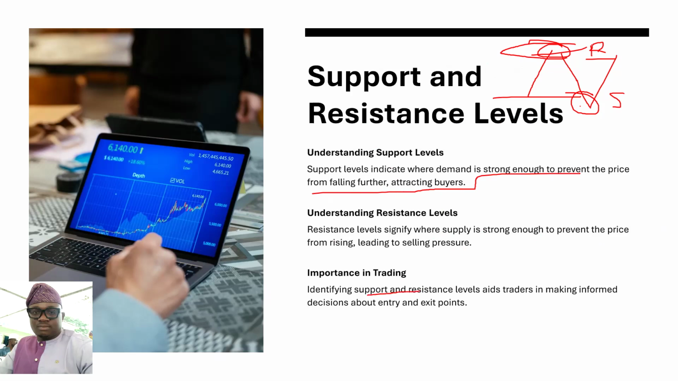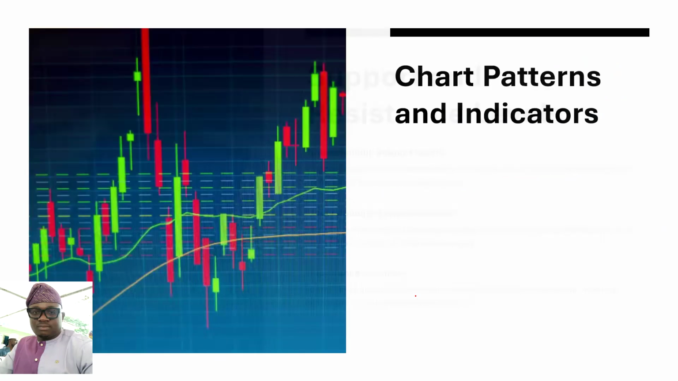So, importance in trading. Identifying support and resistance levels aids traders in making informed decisions about entry and exit points. Nothing more to be said other than this statement. It helps us to make very, very good decisions in the market.